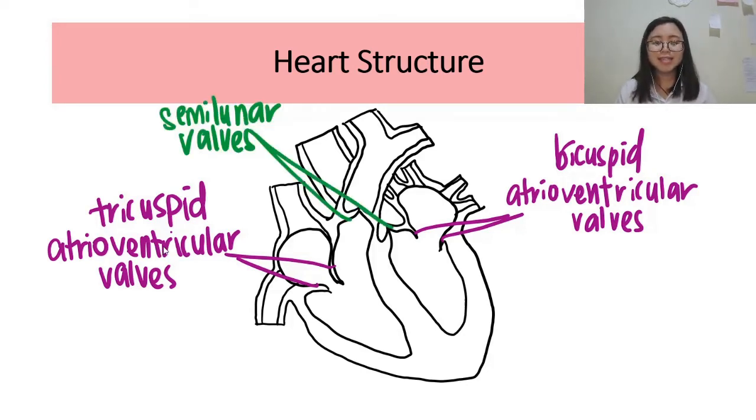And then exiting the ventricles into the vein or the aorta is semilunar valves. Dua-dua dia nama yang sama, semilunar valves. Supaya darah yang keluar daripada jantung tidak termasuk balik ke dalam ventricle. Okay.